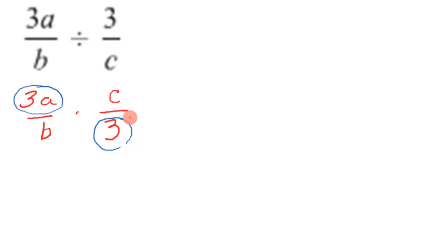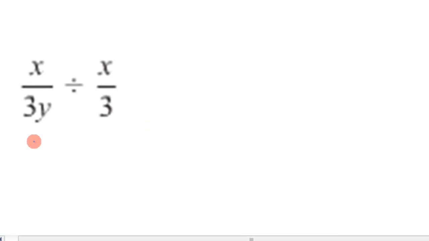So when we divide 3 by 3, we have a 1 left over. And we know that 3a means the same thing as 3 times a. So we're going to divide the 3 out of this 3 and leave a 1a here. Okay, now we multiply across. So we have 1a times c, which is 1ac, or just ac. And down here we have b times 1, which is just b. And that's our answer.